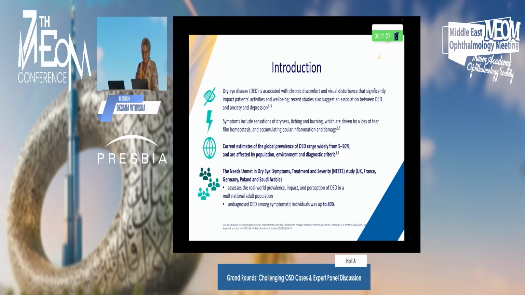Current estimates of the global prevalence of DED range widely from 5 to 50%, and these numbers are affected by population, environment, diagnostic criteria, and many other factors. The last clinical study that involved centers from the UK, France, Germany, Poland, and Saudi Arabia, called NESTS, demonstrated that there are up to 80% of undiagnosed cases of dry eye disease.